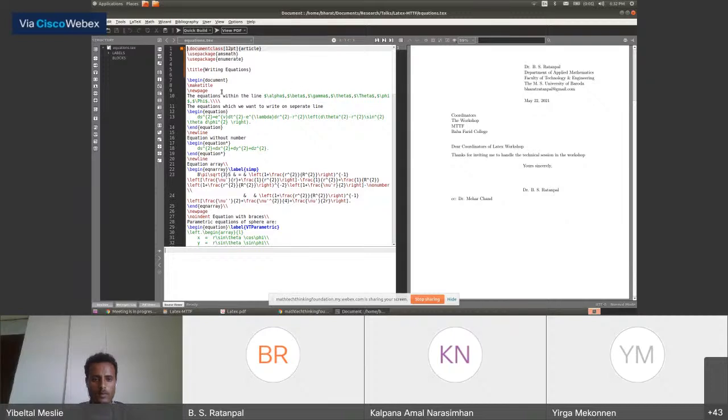And when we want the equation on a separate line with a number, I can write ds squared is equal to some equation I have written. You can label the equation. So I can label that, say, metric.